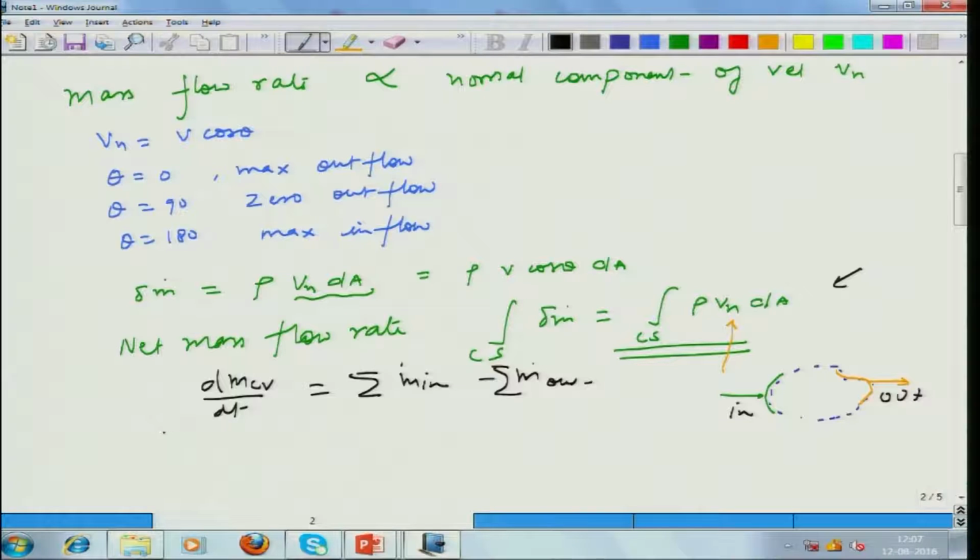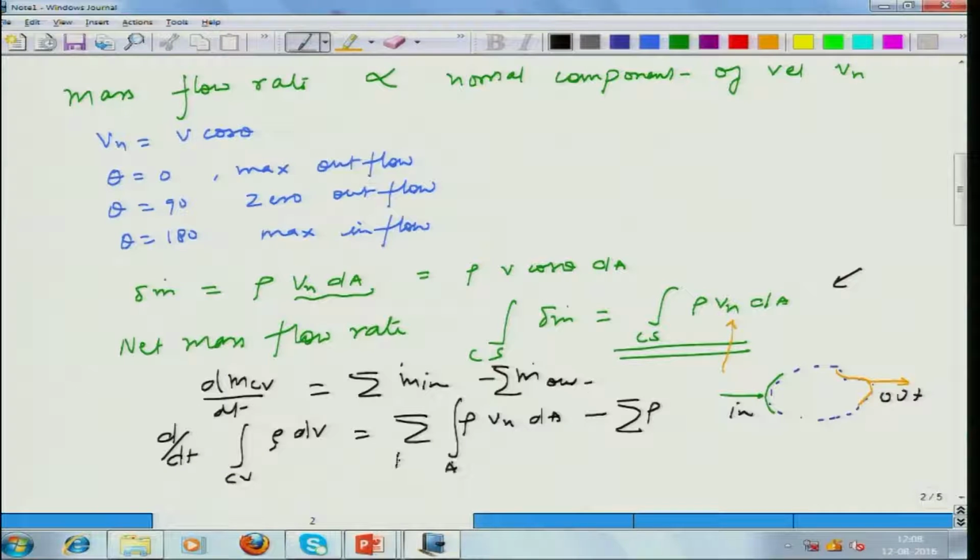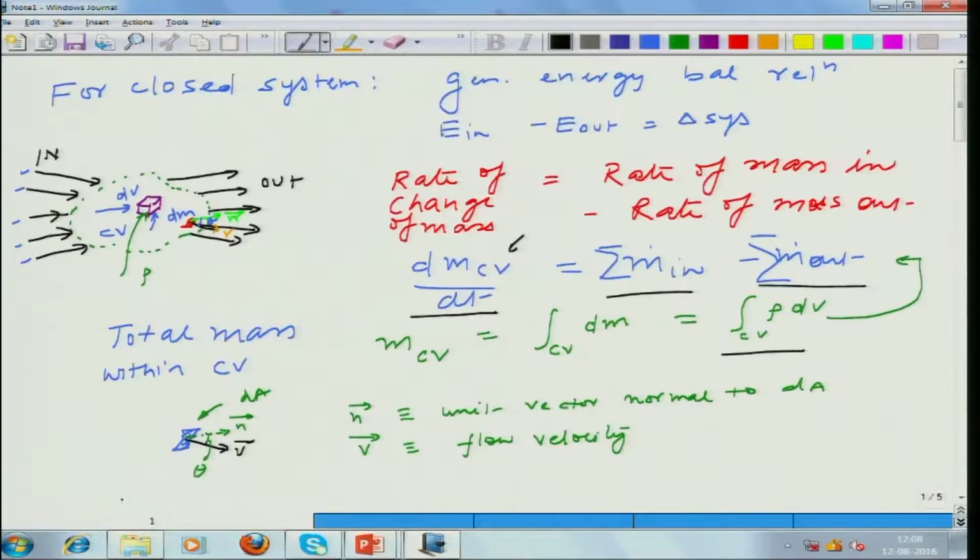So now we can write it as d by dt of the control volume integral of rho dV, and this would be your sum of integral of rho Vn dA minus sum of integral of rho Vn dA. There should be an integral here, so this will be for a specific area, and if we use this expression, this will be your in and this will be your Vn and dA for the specific case of out, okay. So this is the complete balance based on the expression we have written: rate of mass in minus rate of mass out, that will be the rate of change of mass within this system.